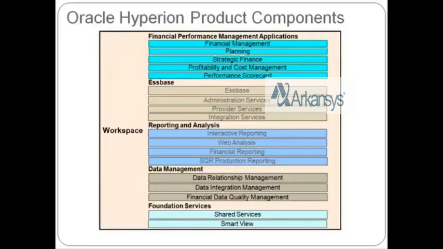In that case, we try to utilize any of these reporting systems: interactive reporting, web analysis, financial reporting, or SQL production reporting for doing the reporting analysis. Out of these, the most commonly used reporting tool along with any of the Hyperion applications is financial reporting, which we also call FR. Hyperion HFR or FR, a few people call it FR and a few people call it HFR.